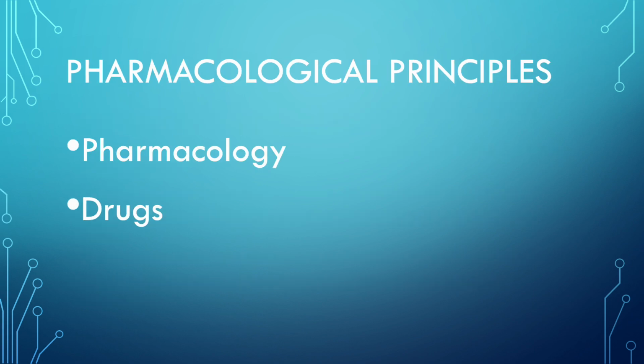Pharmacological principles that I want you to know is that pharmacology is the study or science of drugs, and a drug is any chemical that affects the physiological processes of a living being. Now, there are many sources of drugs. We can get drugs from plants. Poppies can produce the drug opium. Foxglove can be used in digitalis, which is a cardiac drug, and white willow bark can be found in aspirin.